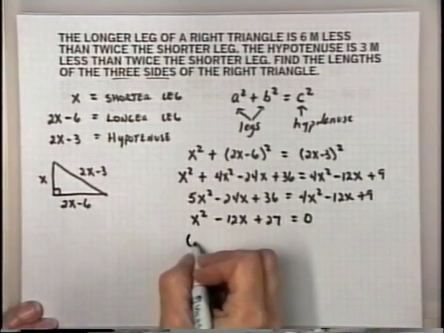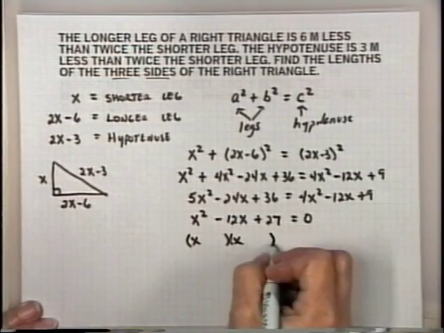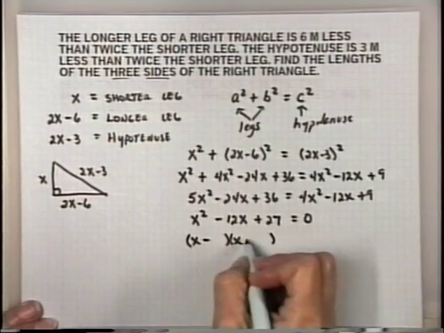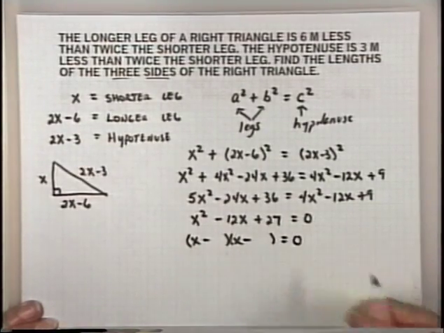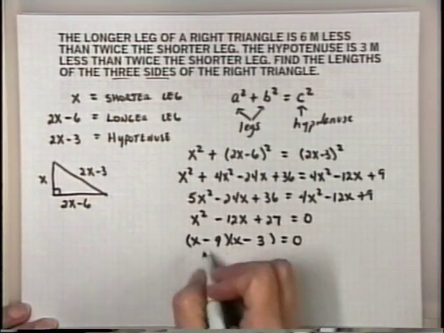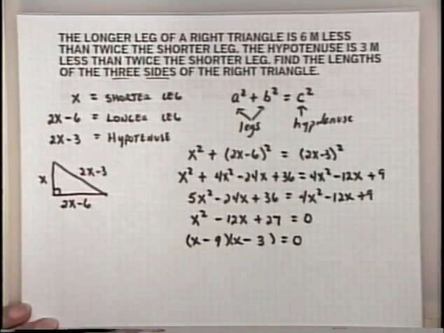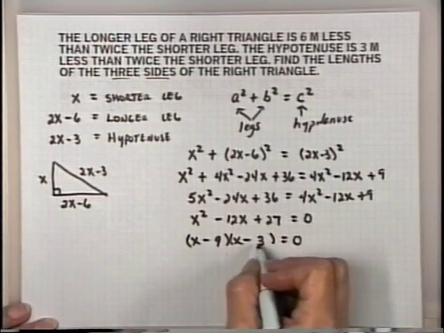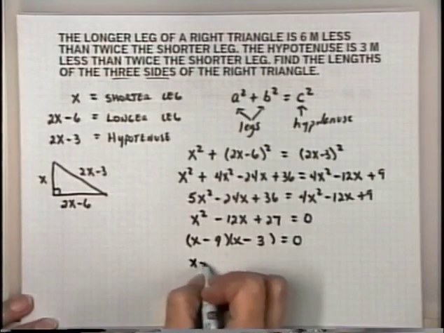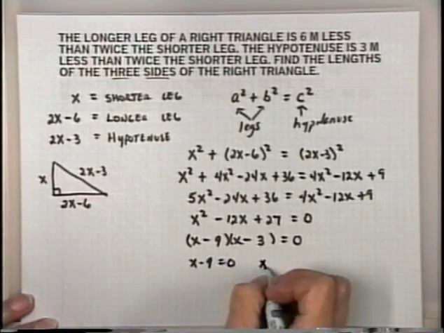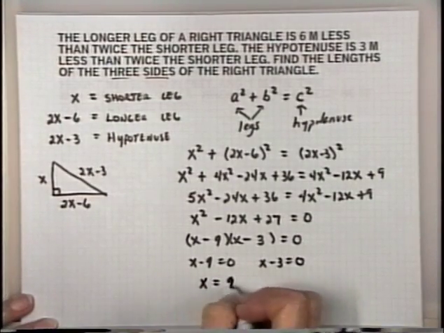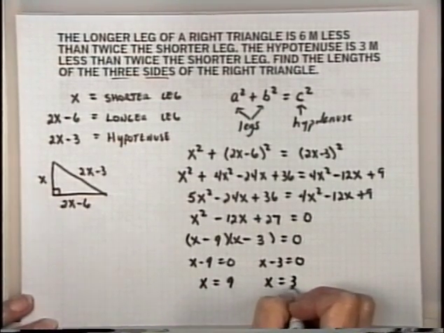I'm ready to factor. I have x times x. You'll notice I have same signs. Both are negative. The factors of 27 that I need to use here are 9 and 3. Minus 3x minus 9x is a negative 12x, and a negative 9 times a negative 3 is a positive 27. Setting my factors equal to 0, and then solving them, I have possible solutions of 9 and 3.